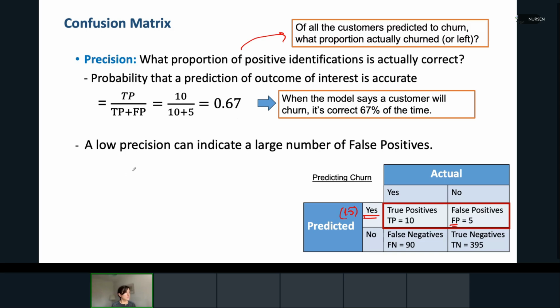If the precision is low, this value is always between 0 and 1, if it is close to 0 or a low precision value, that means we are making lots of false positives. We are identifying most customers as churners, but they were actually going to stay. We are raising false alarms too often. If it is close to 1, then that means we are quite correct in our churn identification when we make a churn prediction.